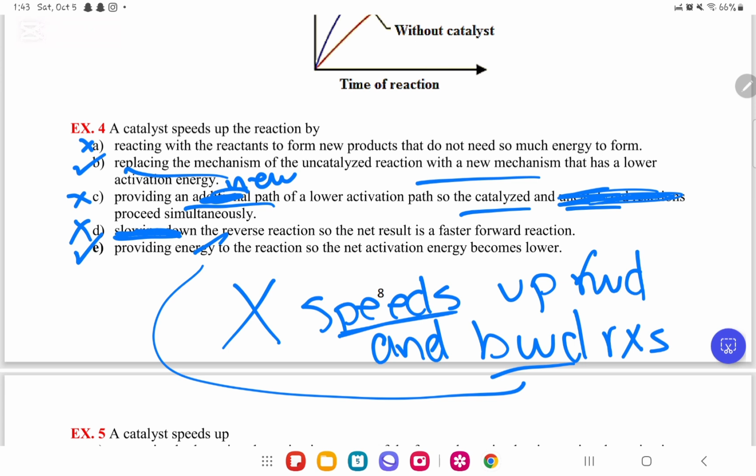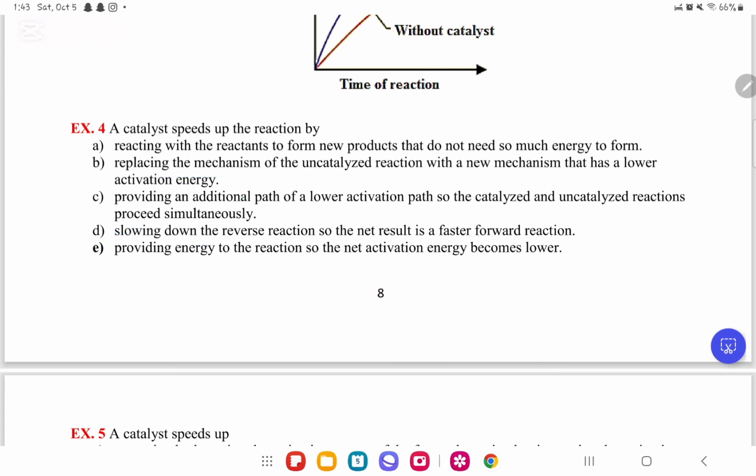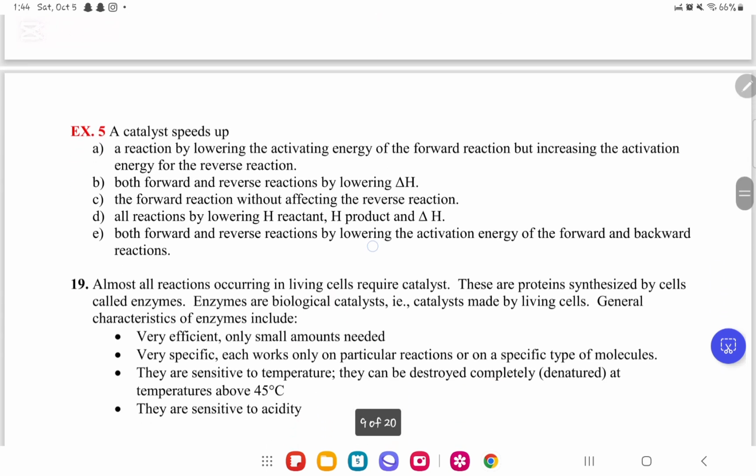Yes, this is true. So again, a catalyst speeds up the reaction by replacing the mechanism of the uncatalyzed reaction with a new mechanism that has a lower activation energy, by providing energy to the reaction, so the net activation energy becomes lower. So the only two correct are B and E.